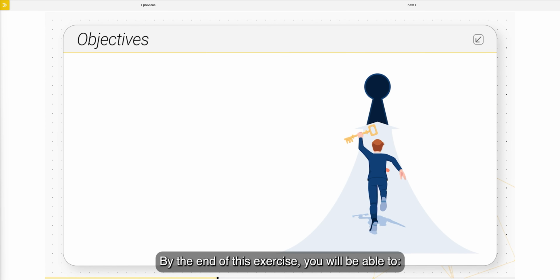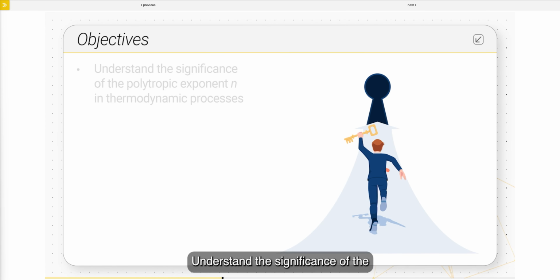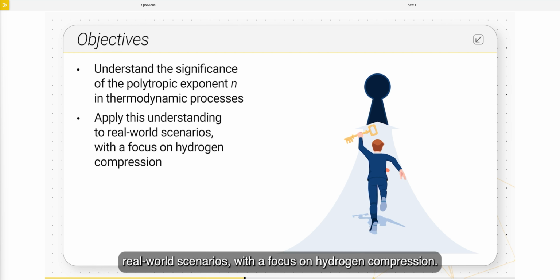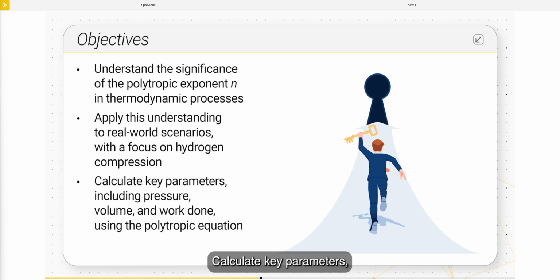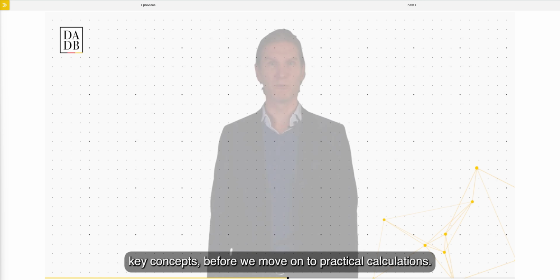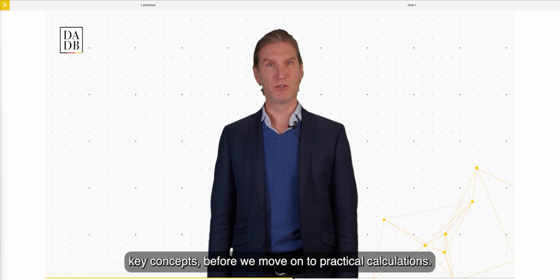By the end of this exercise, you will be able to understand the significance of the polytropic exponent N in thermodynamic processes. Apply this understanding to real-world scenarios with a focus on hydrogen compression. Calculate key parameters, including pressure, volume, and work done, using the polytropic equation. Let's get started by reviewing the key concepts before we move on to practical calculations.